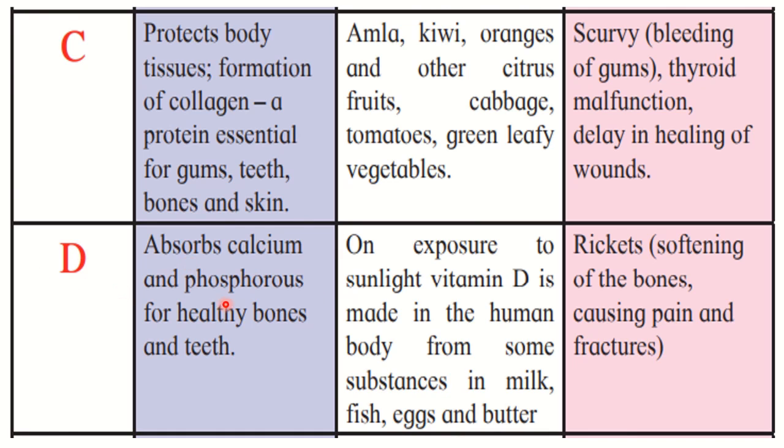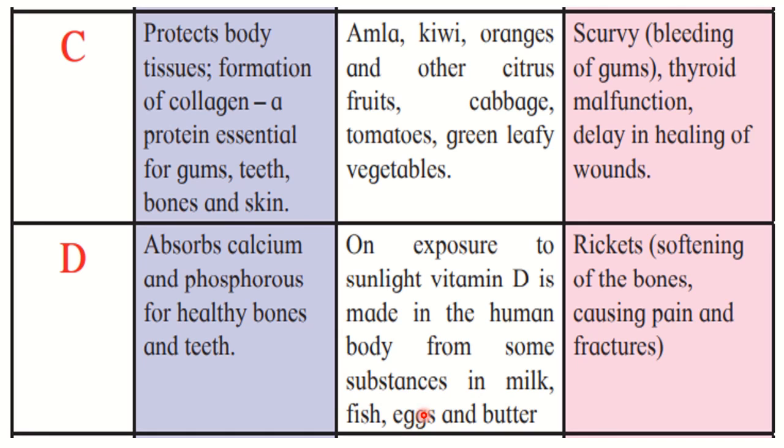So from where do we get vitamin D? The best source is sunlight, tender sunlight you can say. The exposure to sunlight is the best source of vitamin D. Vitamin D is generated under the human skin in the presence of sunlight. Also, we get vitamin D from milk, fish, eggs and butter. But sunlight is the best source because it is generated under our skin in the presence of sunlight.